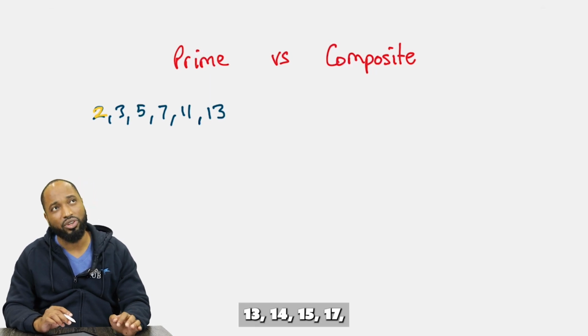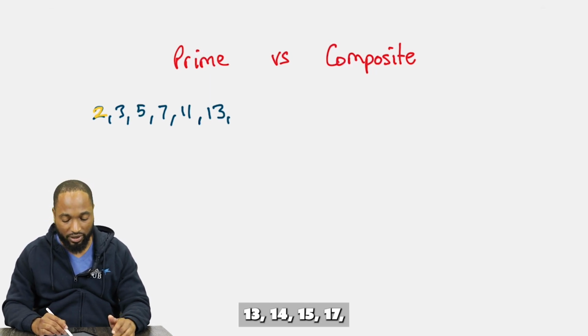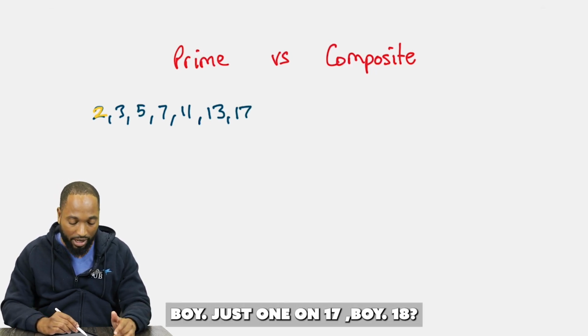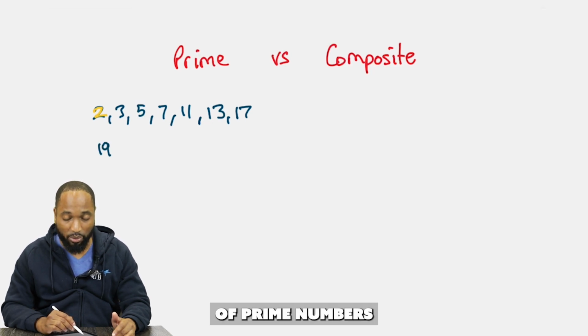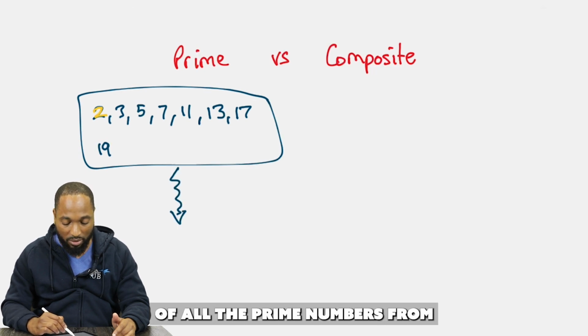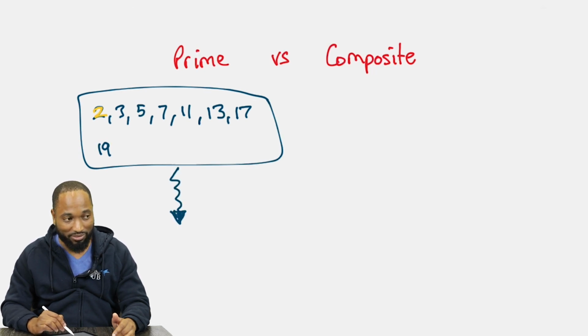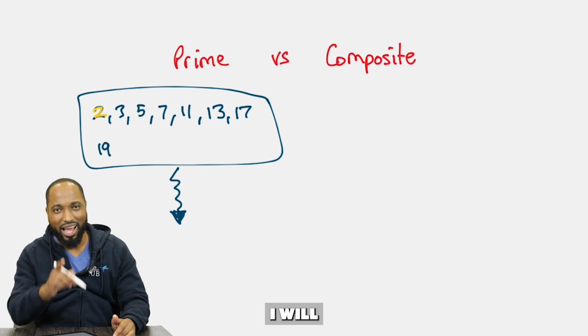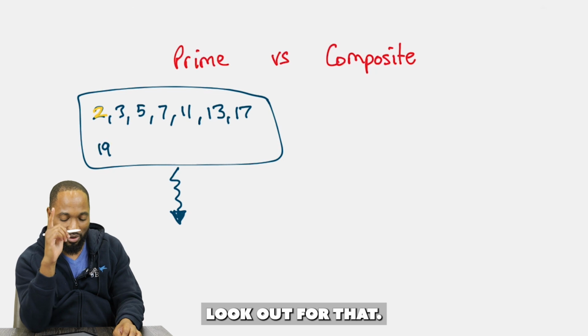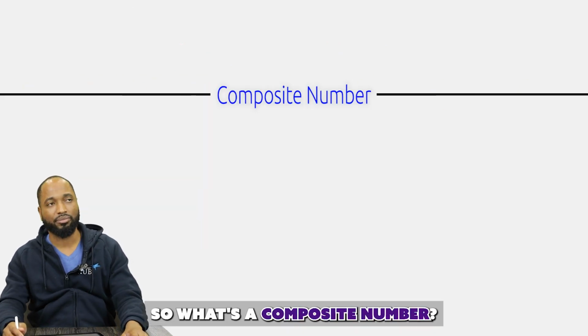So where did we reach? 13, 14, 15, 17. 17, yeah, no factors. Just 1 and 17. 18, no, of course not. 19, yeah. We have a good bit of prime numbers in this first batch here. So maybe you can think of all the prime numbers from now till 100. I will ask you one or two in the quiz. I will ask you some prime numbers in the quiz. Look out for that.